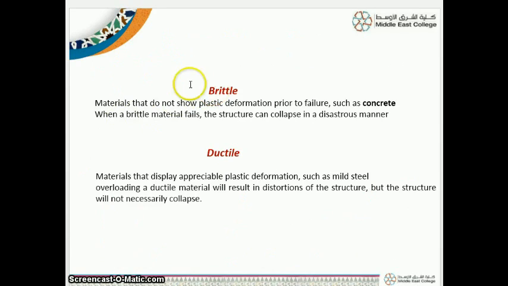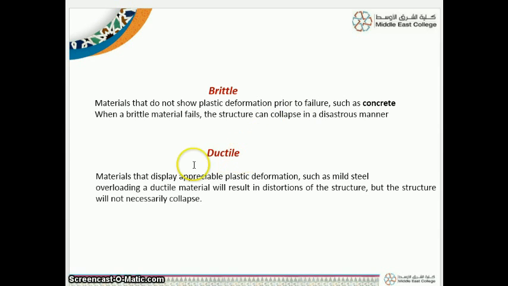Now coming to brittle, we have brittle property and ductile property for materials. A material that does not show plastic deformation prior to failure does not give any signs for failure. It fails suddenly, such as concrete. When a brittle material fails, the structure can collapse in a disastrous manner. So we don't have any warnings, it suddenly fails.